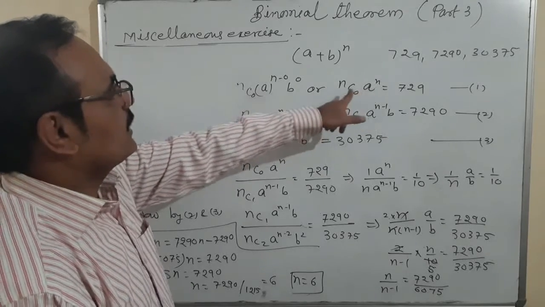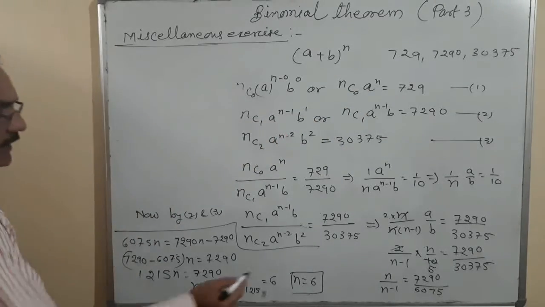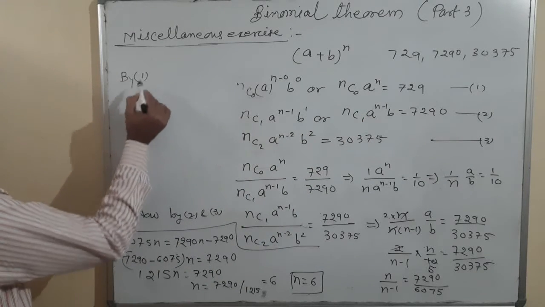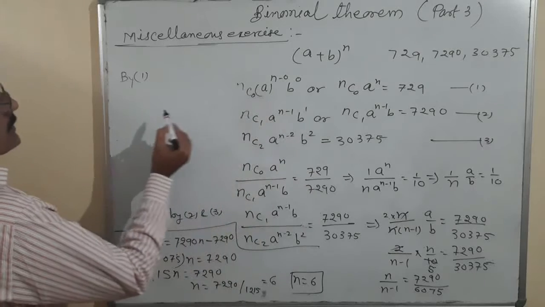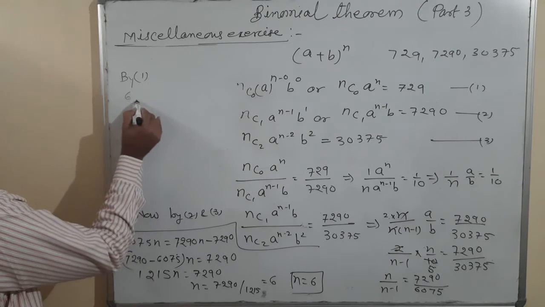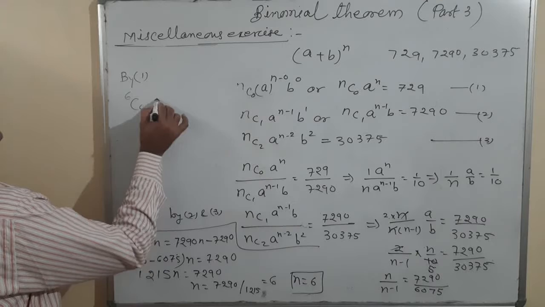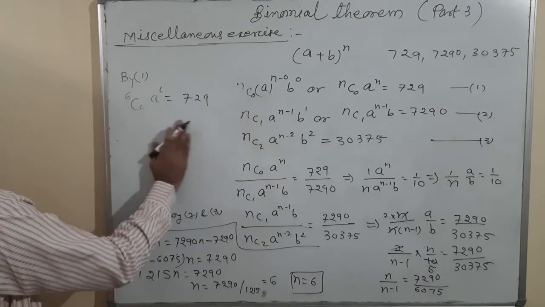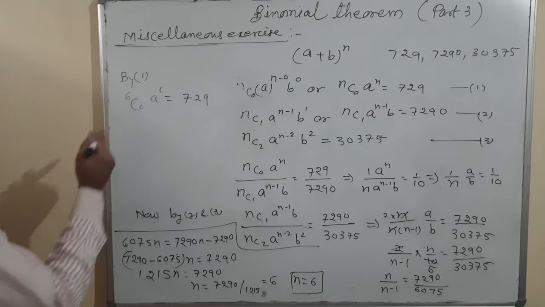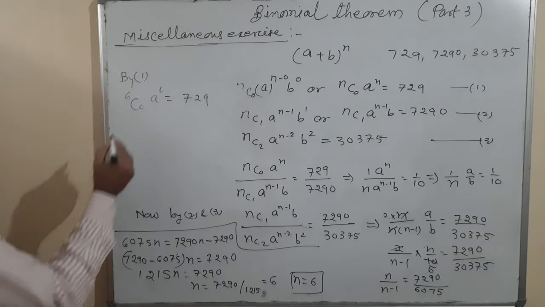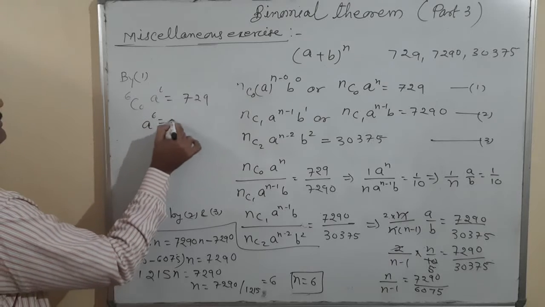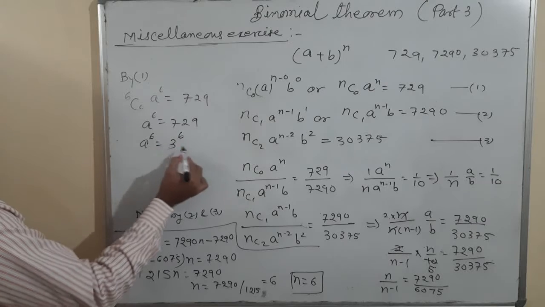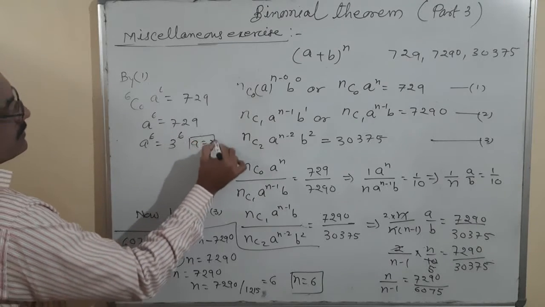We'll use this term nC0 a to the power n, 7 to 9. n is equal to 6 here, nC0, so by 1, 6C0 a to the power 6 is equal to 729. Okay, 6C0 means it is 1, a to the power 6 is equal to 729. So a to the power 6 is equal to 3 to the power 6. a is equal to 3. This is the value of a.